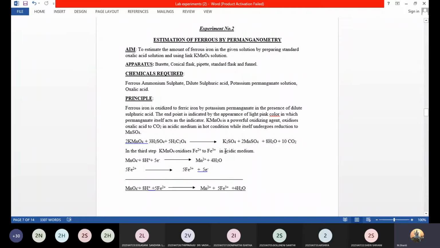Okay. So KMnO4 is a powerful oxidizing agent and therefore it oxidizes. Any oxidizing agent means what kind of reaction does it undergo? KMnO4 is a very good oxidizing agent. So will it undergo an oxidation process or a reduction process? Reduction. Very good. Anything which is an oxidizing agent will oxidize the other substance in the solution and itself gets reduced.